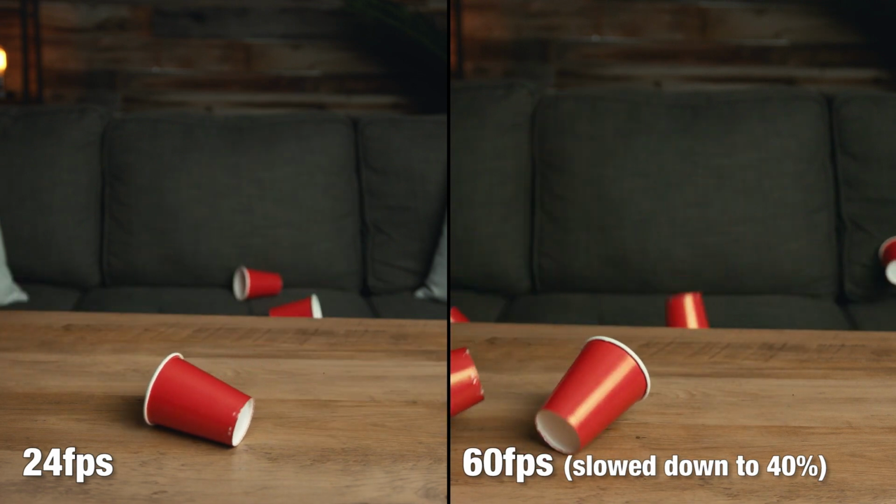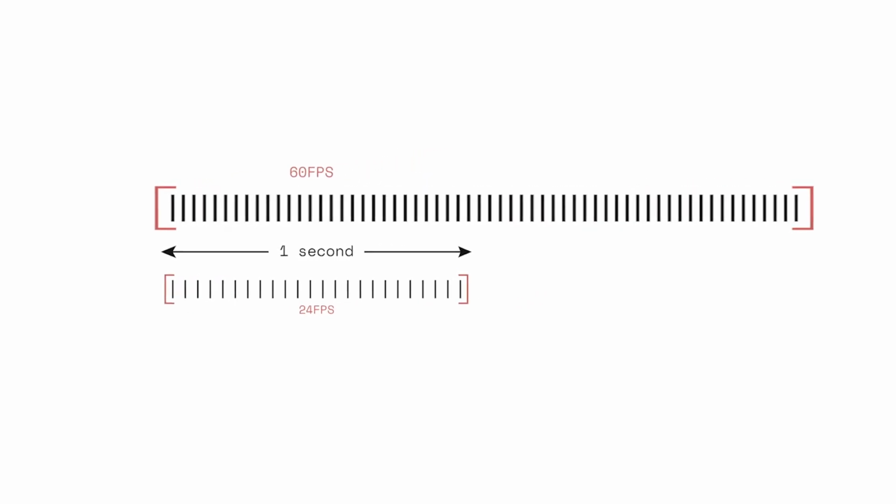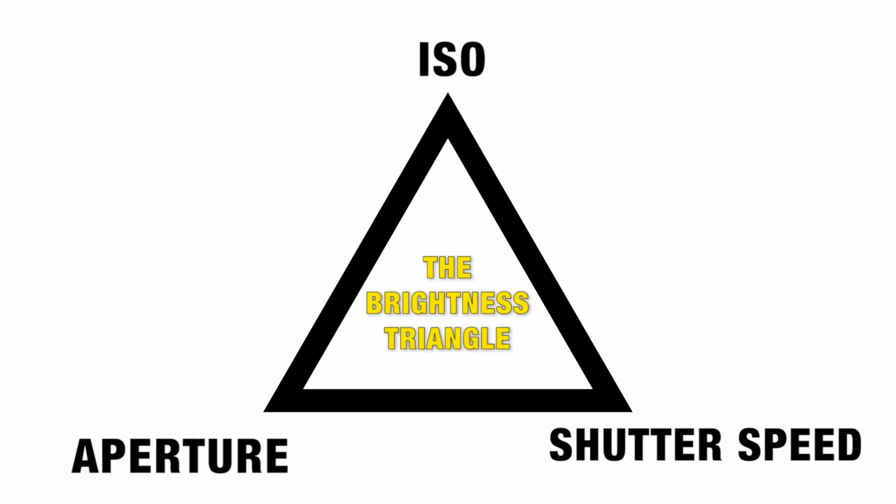So you may be asking, well, in what situations would you use those other frame rates? The only other time that you should shoot other than 24 frames per second is if you want slow motion in your video. If you shoot 60 frames per second, you can then slow that footage down in editing and it makes slow motion. The next thing we're going to talk about is ISO, aperture, and shutter speed.